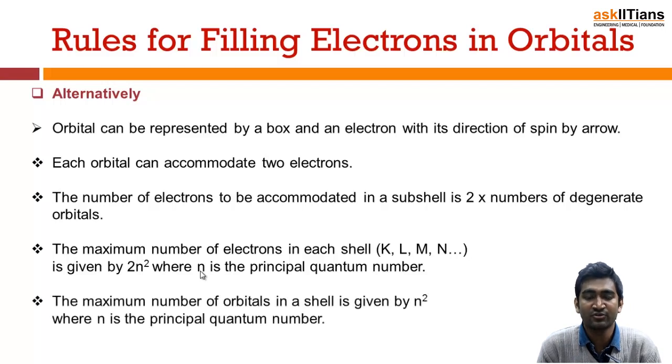And the maximum number of orbitals in a shell is given by n square, where n is the principal quantum number. This is the maximum number of orbitals in a shell. Orbitals, not electrons. Remember that.